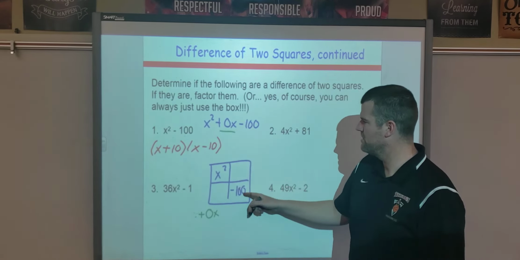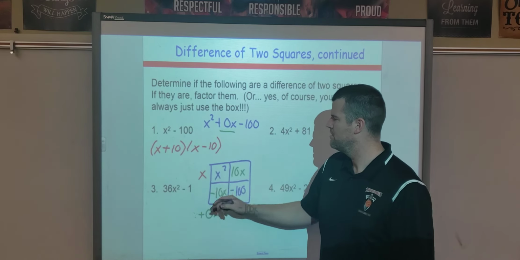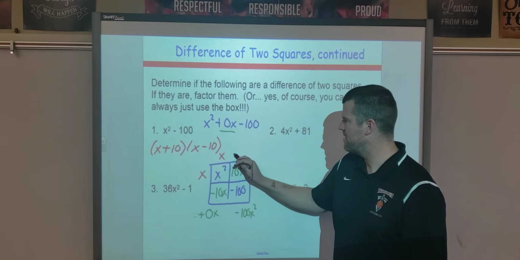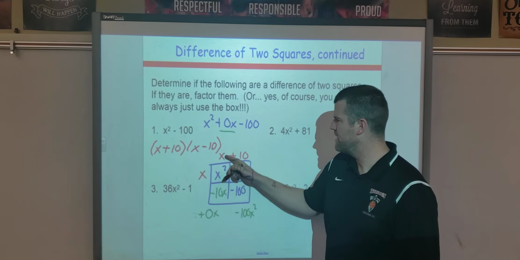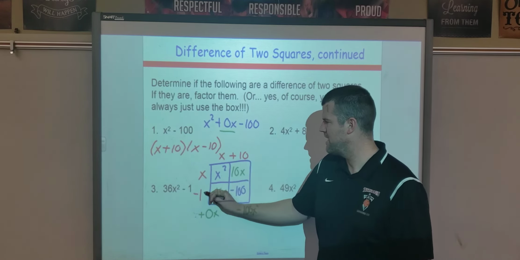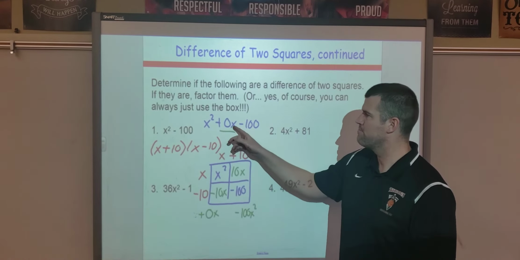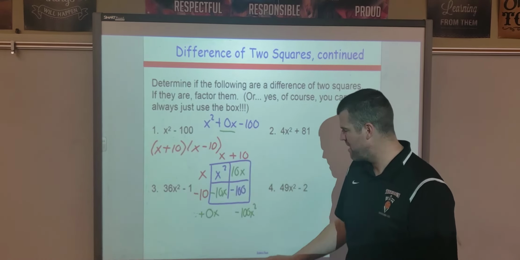And finally, we can take our common factor out of the top, multiply around the outside to get x times x. To get 10x, we need x times positive 10. And to get negative 10x, we need x times negative 10. And what do you know? x plus 10, x minus 10. Got it. So if you want to use the box, use the box. If you forget the difference of two squares, that's totally fine. Just put the 0 in the middle and use the box. But if you can memorize the whole difference of two squares idea, then it does give you a little bit of a shortcut.